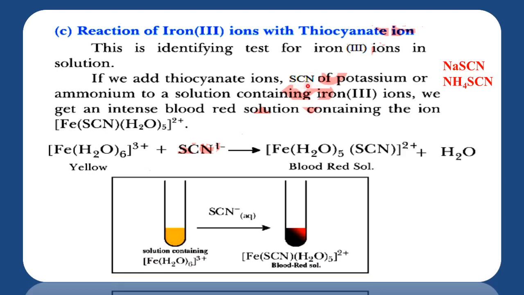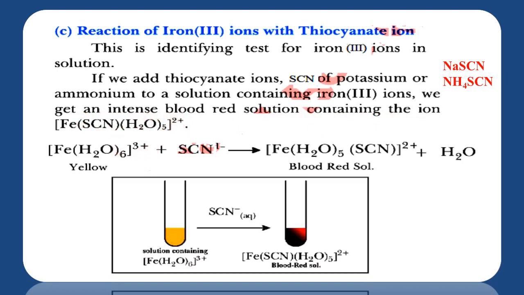Now students, if we add it to the solution containing iron 3 ions, meaning hexa aqua iron 3 ions, we are going to get an intense blood red solution containing a complex which has a +2 charge. Now look at the chemical equation.